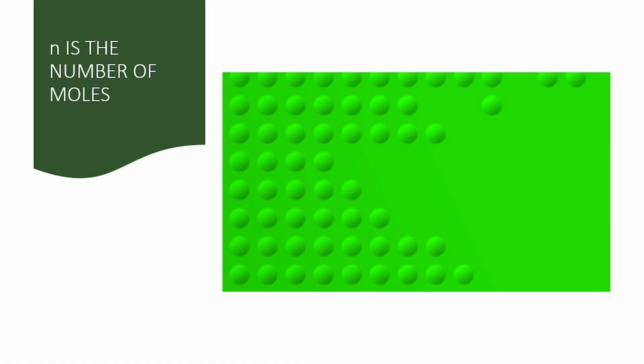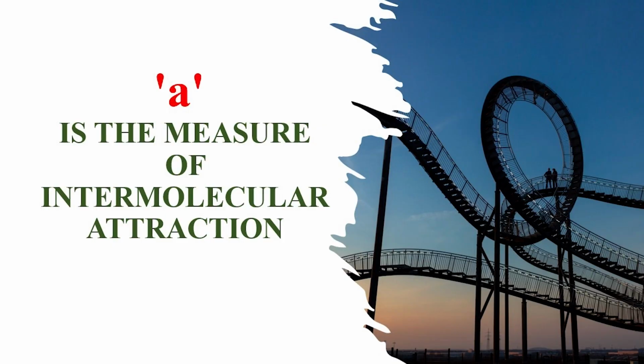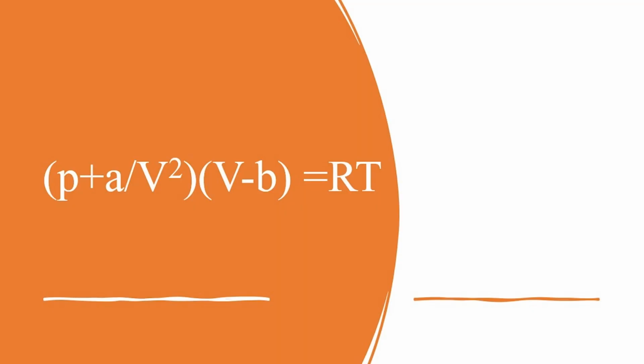In this equation, n is the number of moles of the gas. Constants a and b are called Van der Waals constants, and their value depends upon the characteristics of the gas. The value of a is the measure of the magnitude of intermolecular attractive force within the gas and is independent of the temperature and pressure. If the value of n is equal to 1, we can modify the Van der Waals equation as (P plus a by V squared) into (V minus b) equal to RT. This is the equation for 1 mole of a gas. So we discussed the modified equation known as the Van der Waals equation.